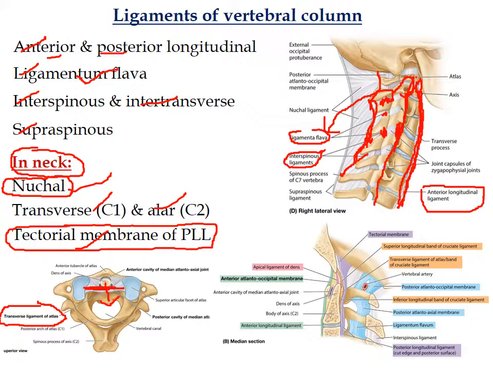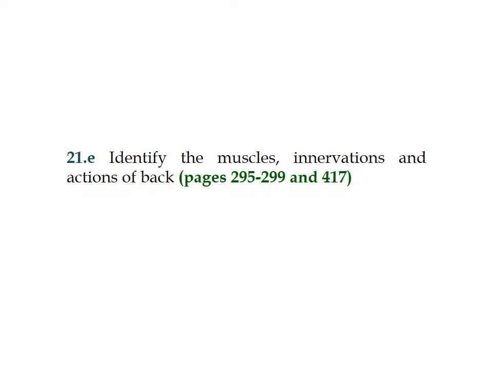So the anterior and posterior longitudinal ligaments, what is their function? The ligamentum flava is between the laminae, the interspinous and intertransverse between the spinous processes and the transverse processes. The supraspinous is between the tips of all the spinous processes except in the neck region, where it is called ligamentum nuchae or nuchal ligament. Then we have specific ligaments for the atlas and axis, the transverse ligament and alar ligament. These are all the ligaments of the vertebral column. You must know that. That's the summary.